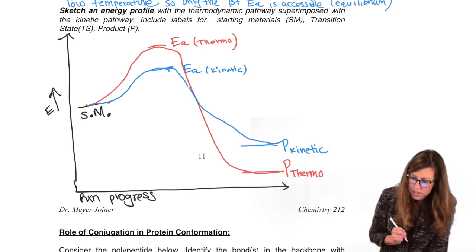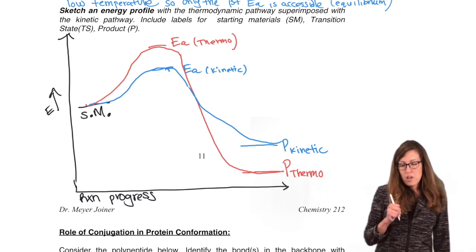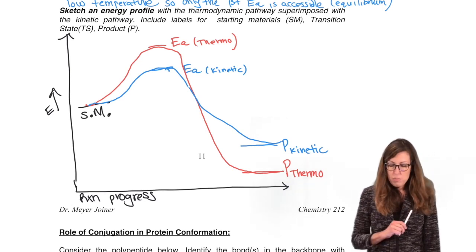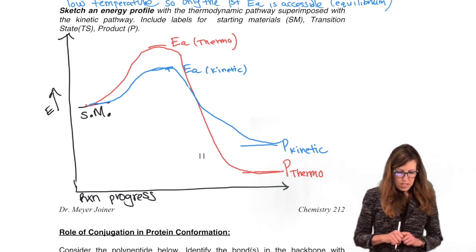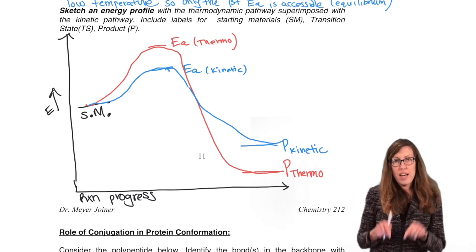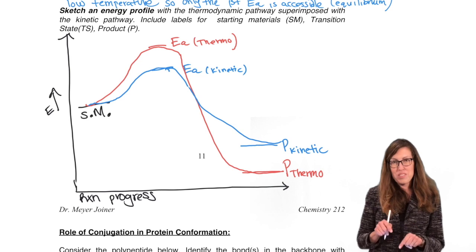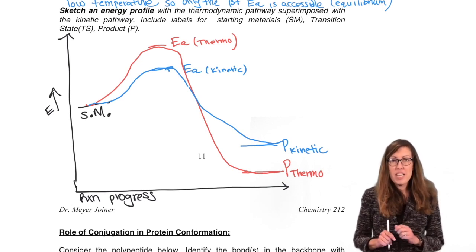Okay, there's my blue path. Settles on a higher energy product, less favorable product, however, easier to form because I managed to get to the lower activation energy. Okay, so we will refer to that plot a lot. So we will want to be comfortable applying that to various reactions that have thermodynamic or kinetic control.